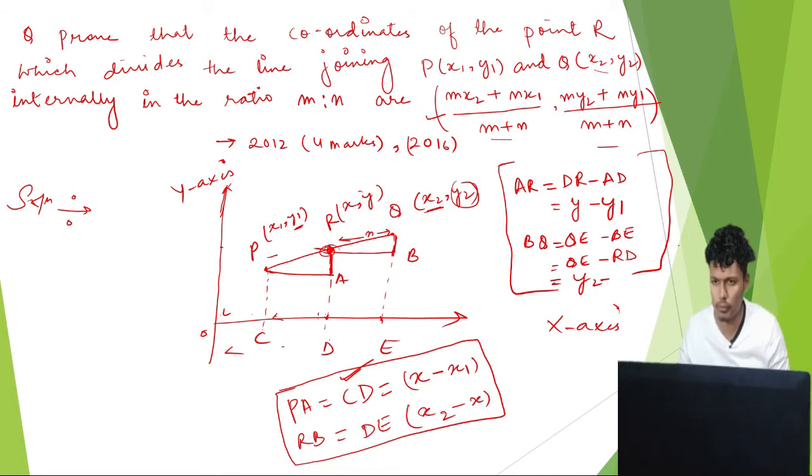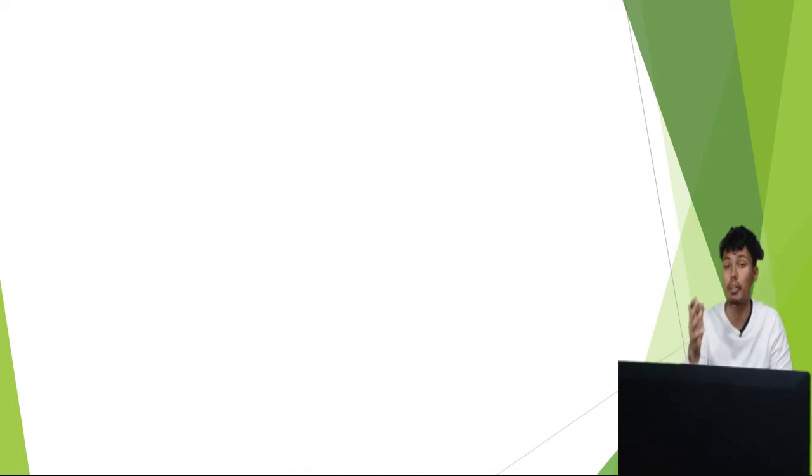Okay, so let me draw for this one and write down here. We have got the coordinates: AR, BQ, PA, RB. So let me take the next page and let us start.